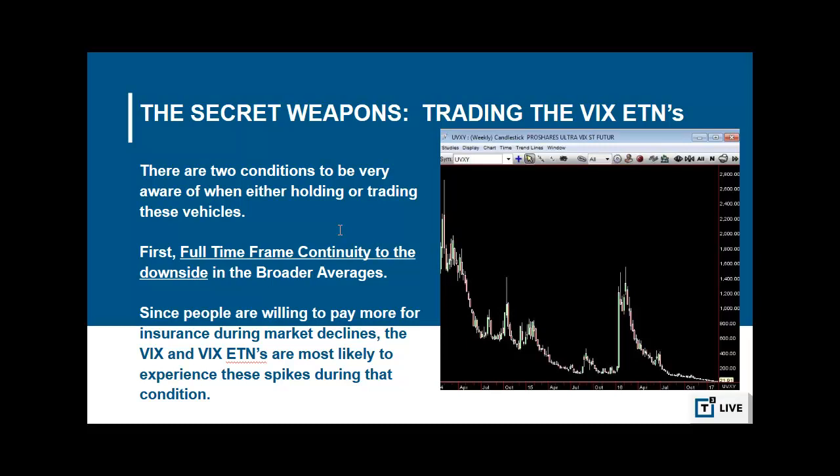First is going to be full time frame continuity to downside in the broader averages. That means the market's going down as far as we know. Now, that in and of itself might not do it, but we want to be aware of that condition. Since people are willing to pay more for insurance during market declines, the VIX and the VIX ETNs are most likely to experience spikes during this condition, right? So not always, but certainly if the market's going down on all time frames, that's when people are more likely to do this, first of all.